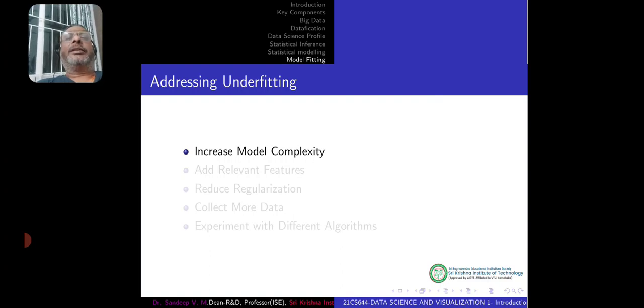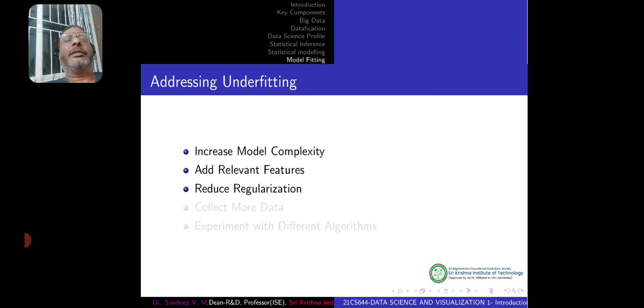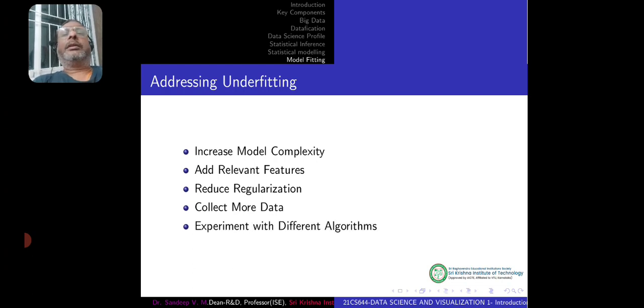So how to address this? One, improve the complexity. Instead of having a simple model, try to build a little more complex model. We said that relevant features are not sufficient, then try to add more relevant features. We said that over-regularization may be a reason, then reduce the regularization. Another reason was that availability of training data is less, therefore try to collect more and more data. And next, the model selected may not be suitable for the problem, so try with different models and see whether another model is better for the given problem. Try different algorithms for that.